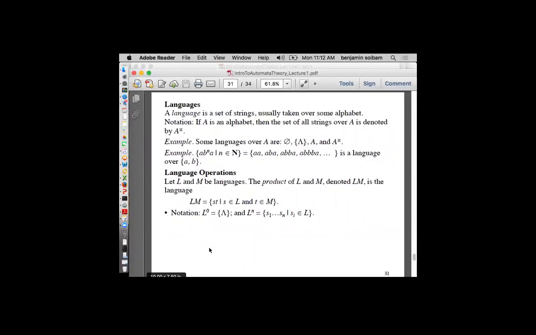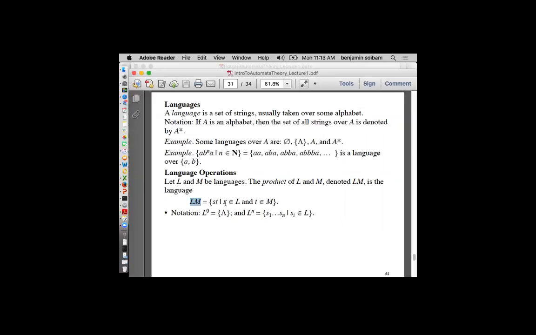Okay, so language operations. You can basically combine languages using certain operations. Probably the most useful and widely used is the product. Let's say I have two different languages, L and M, and each of them has some definition. Now you can define the product of these two languages by this notation: LM equals ST. You are simply concatenating S and T.